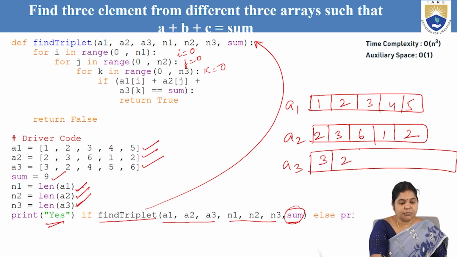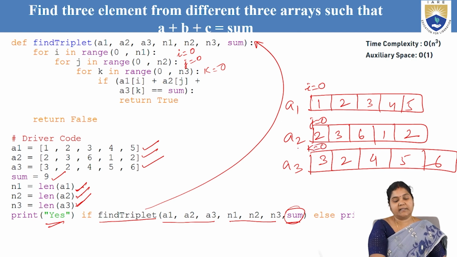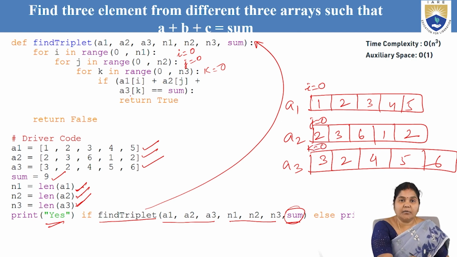A3 is 3, 2, 4, 5 and 6. So i equal to 0 is the first element, j equal to 0 is the first element and k equal to 0 is the first element in these three different arrays. Now find out the sum. So what is the sum? 1 plus 2 plus 3.